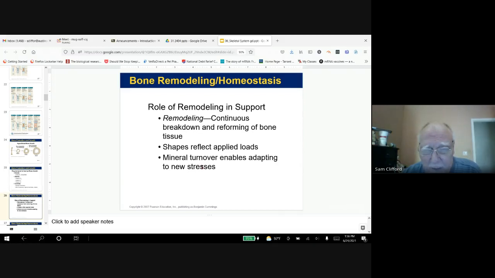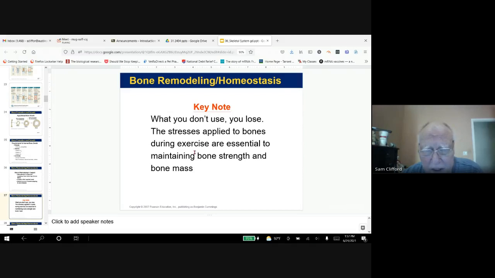And so, as I said, bones will be remodeled based upon age, hormone levels, weight, activity, exercise, and so on. If you don't use your bone, like me, you're old, your bones will get weaker. So that's one reason exercise is so important, to keep your bones in good shape.